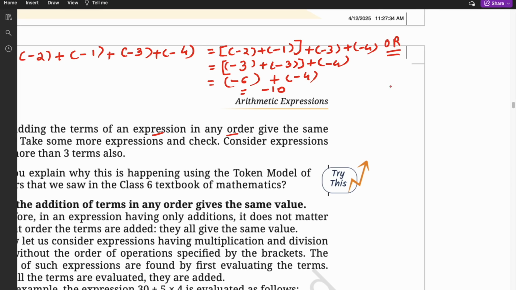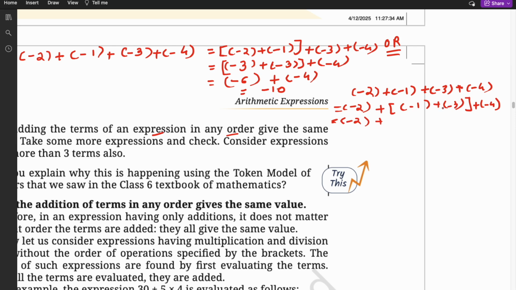And in another way, suppose we keep the first term as it is, and we will add the second and third term, and the fourth term as it is. So -1 plus -3 is -4 plus -4. Now we add the second and third terms. -2 plus, in bracket, -4 addition, so -8. So -2 plus -8 is -10. It is the same as the earlier expression. The same answer came for both.